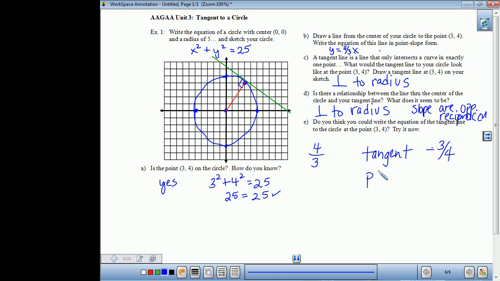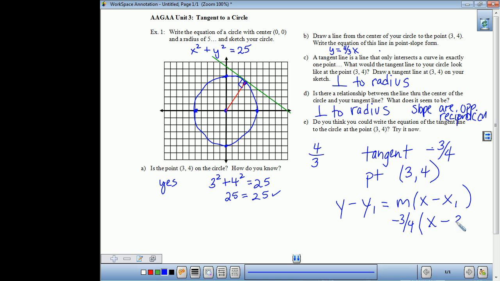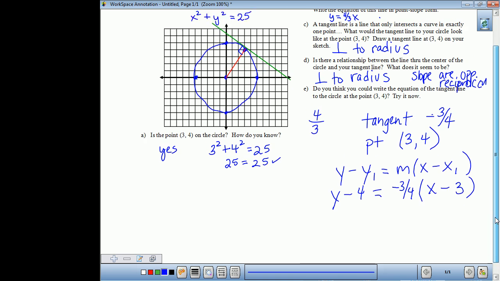And we know that tangent line is going to pass through the point we want it to pass through, and the point that it passes through is 3, 4. So now we have the slope of this line, and we have a point that it passes through. So when you're given a point and you're given a slope, you should use point slope. Y minus y1 equals m times x minus x1. And we'll plug in our slope. We'll plug in our point. And we are done.